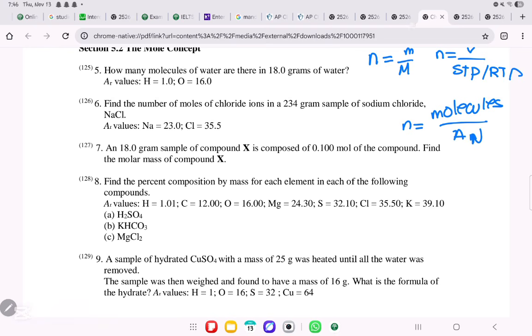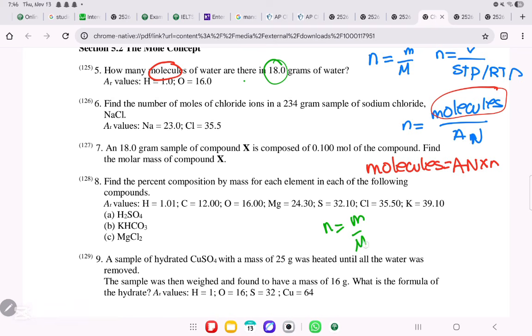So what are they looking for? They're looking for the molecules of water. So directly you go to the equation with molecules. That means the molecules is equal to Avogadro's number times the number of moles, n. They also gave us the mass of water, and we can find the molar mass of water. That means n is equal to mass over molar mass. That means the molecules is now equal to Avogadro's number times mass over molar mass.